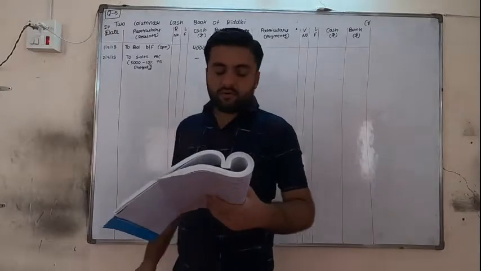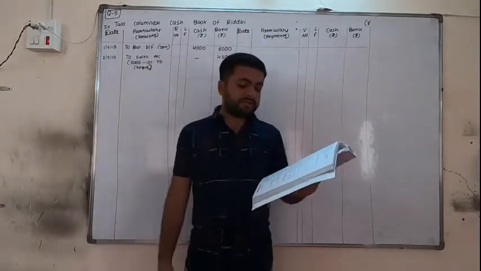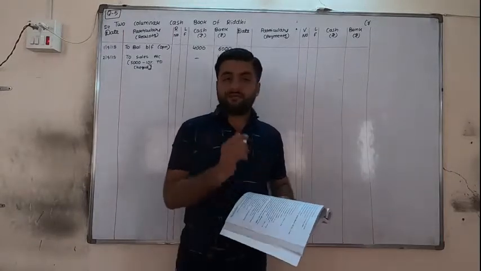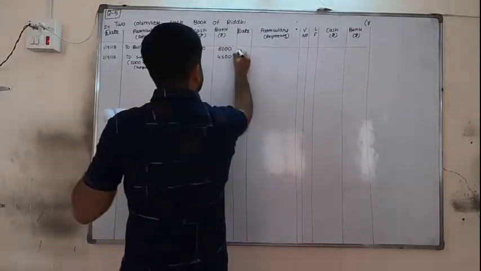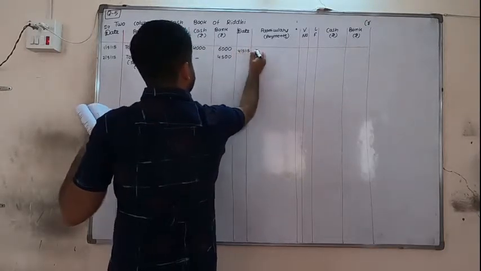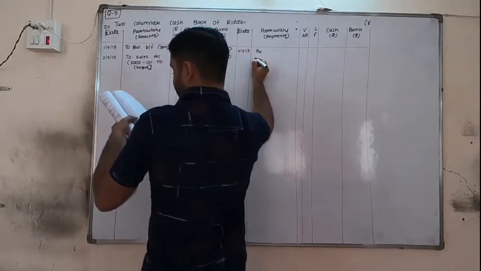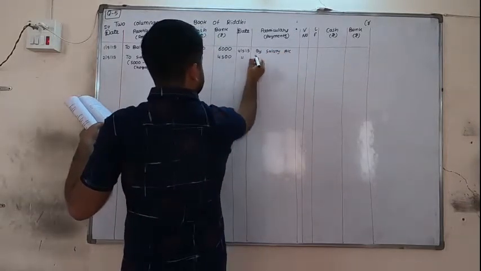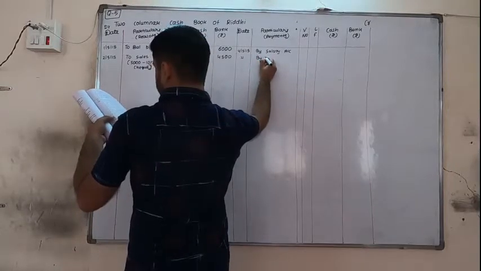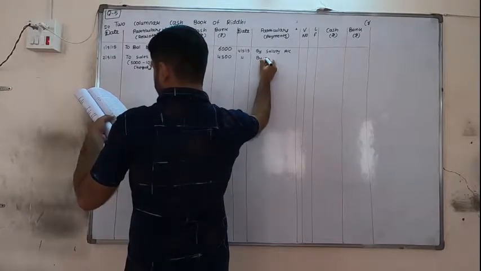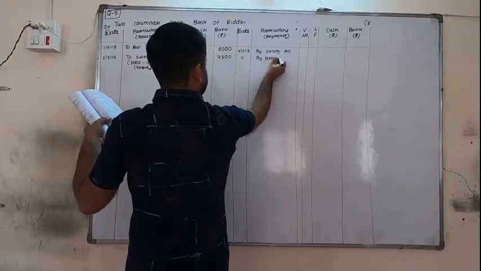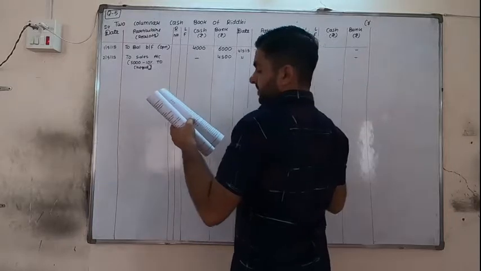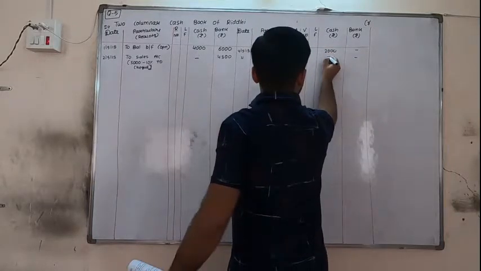Next, number 4. On the 4th, 2,000 paid towards salary and 100 paid towards brokerage by cash. We are paying, so cash is going out. Credit side: 4/5/15 By salary account. On the same date, so a double line, By brokerage account. Both are paid by cash, so a dash in the bank column. The amount is 2,100.